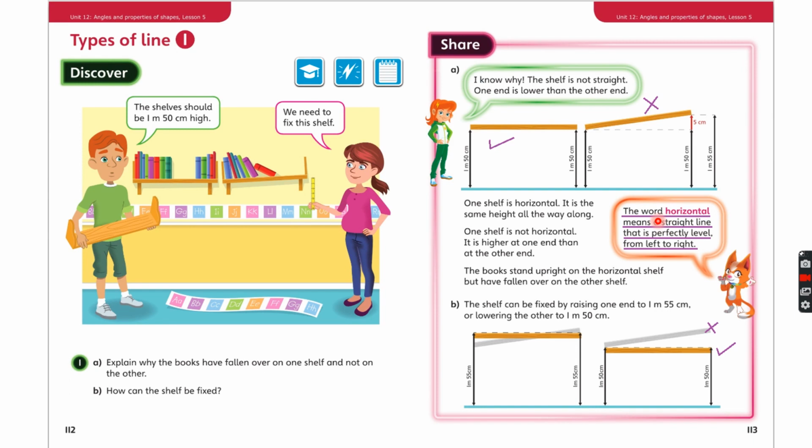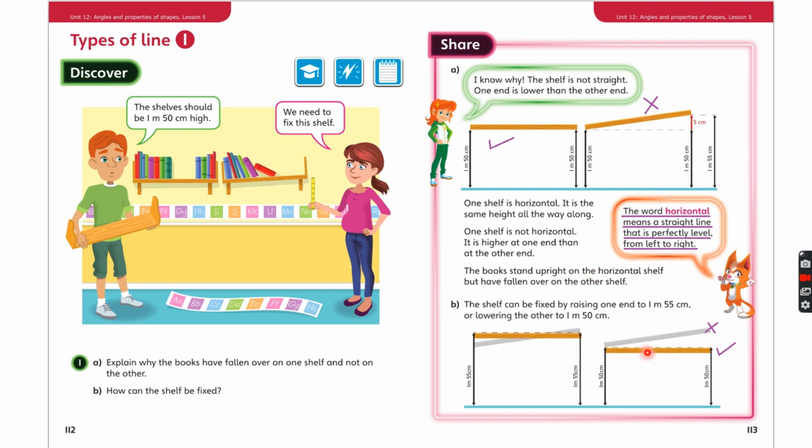When I say horizontal, it means that I have a straight line that is perfectly level from the left to the right. So if you look at the distance between the left side and the right side, they have exactly the same distance. That's why we call this line a horizontal line. But if you look at the second one here, it's not a horizontal line because they do not have the same distance. Look at the left side and the right side. They have different distance. That's why this line is not a horizontal line.